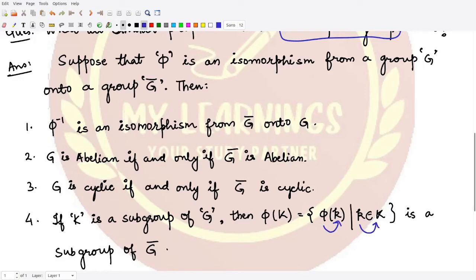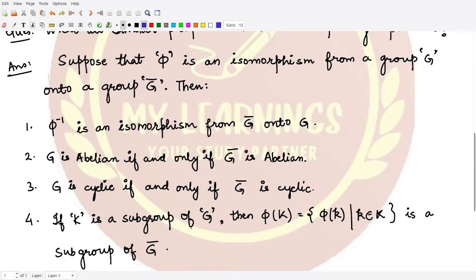So taking the mapping phi of all the elements of this subgroup, that forms another set which we are calling phi of capital K. So this phi of capital K would also be a subgroup of G bar. You can test this through the subgroup test, right?